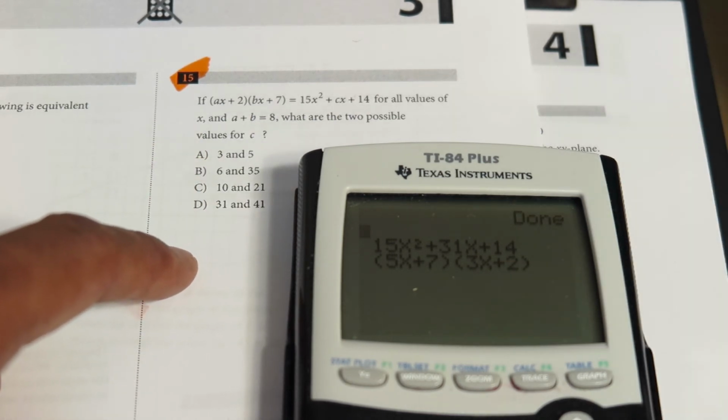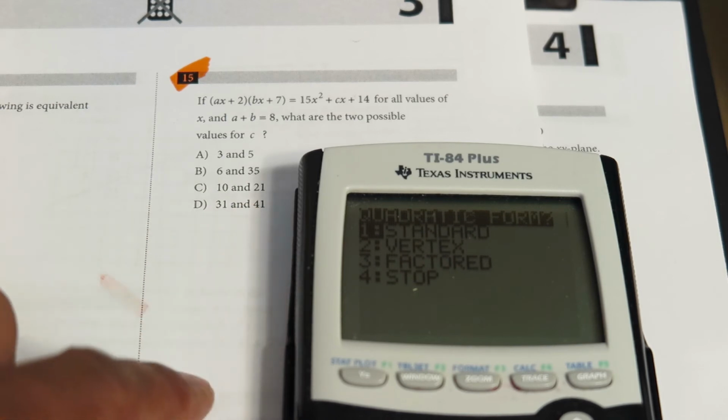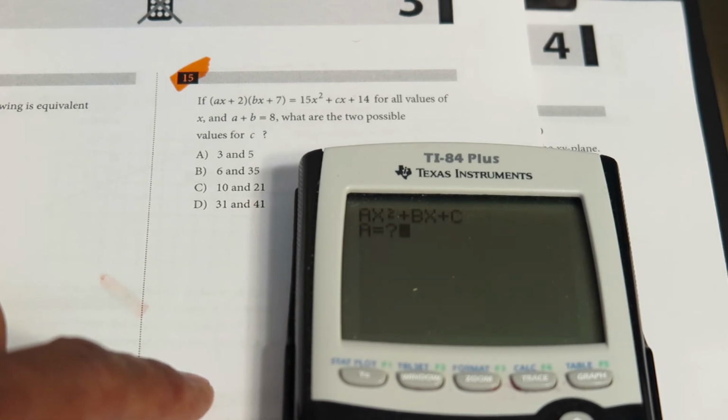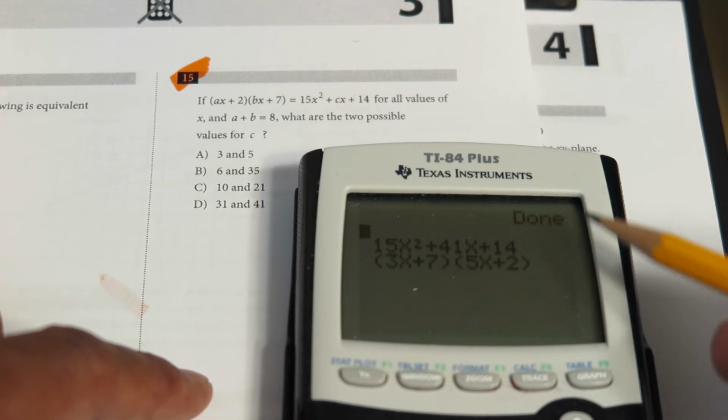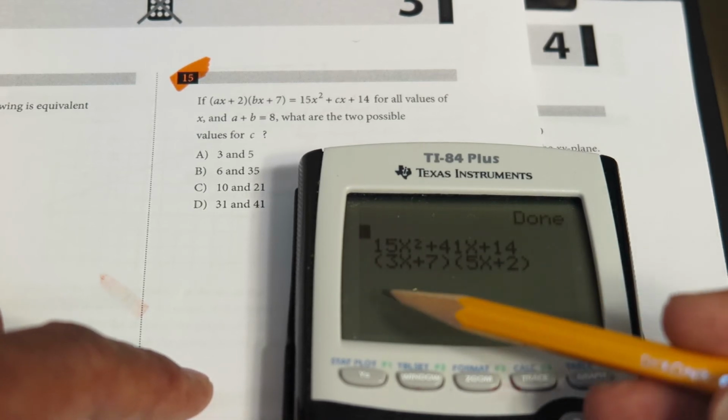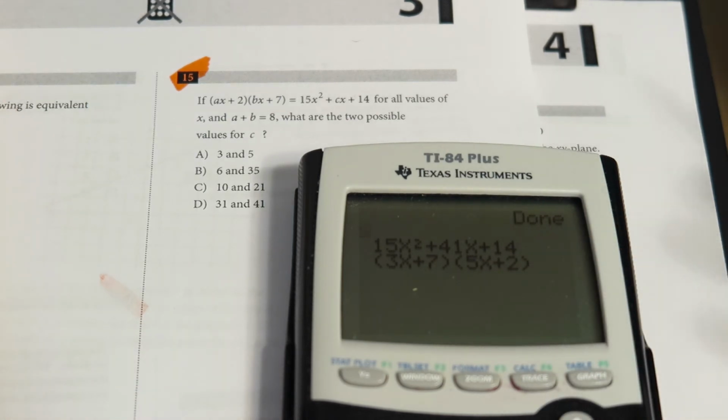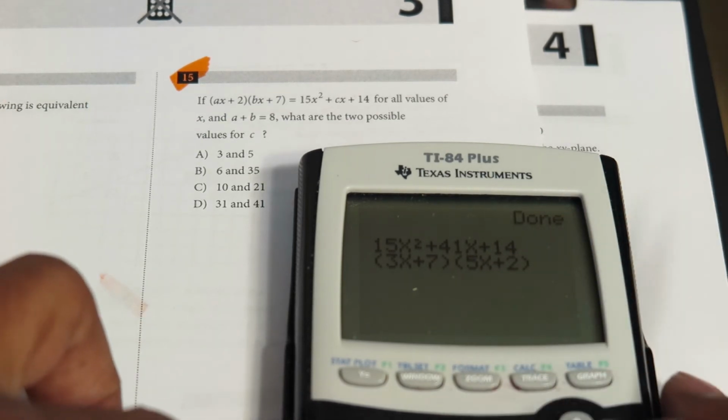Now, I just want to show you, if you had chosen 41, it should have worked as well. So we got 15, we have 41, we have 14, and we want to factor it. Again, you can see the terms are still 3 and 5. It still works. Okay, so that would be the answer for that one.